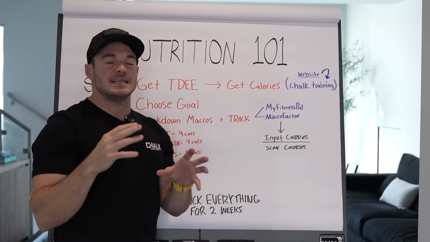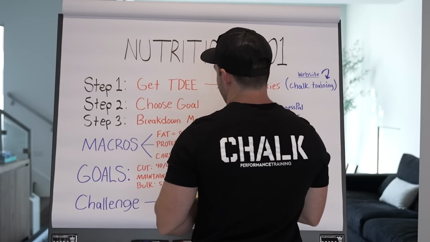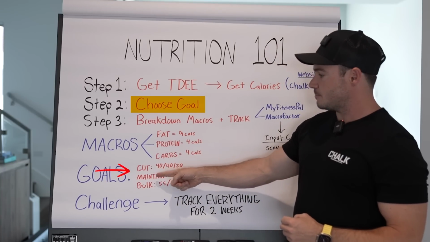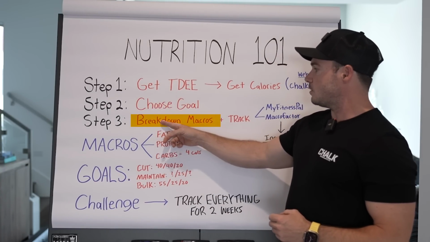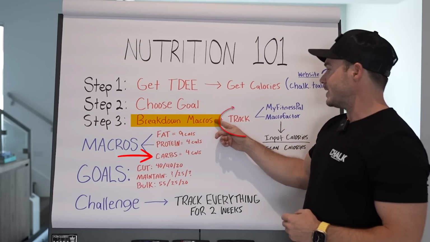So now let's get into the nitty gritty of what that actually looks like. You go to the website, you get your calories, we have to choose our goal. Once we choose that goal, whether it's to cut, maintain, or bulk, we have to now break down the macros, which are our fats, proteins, and carbs, and then we have to track it.